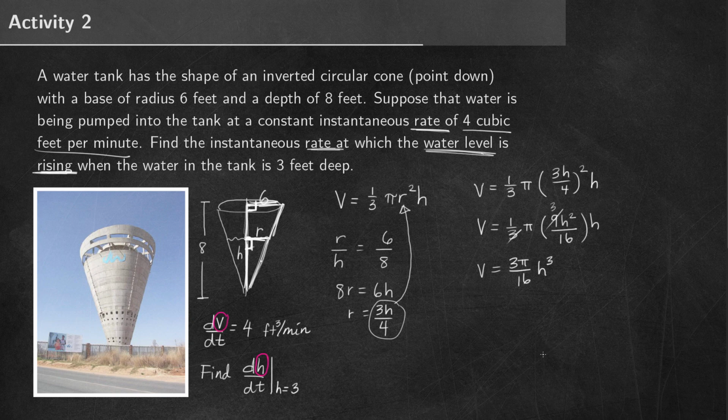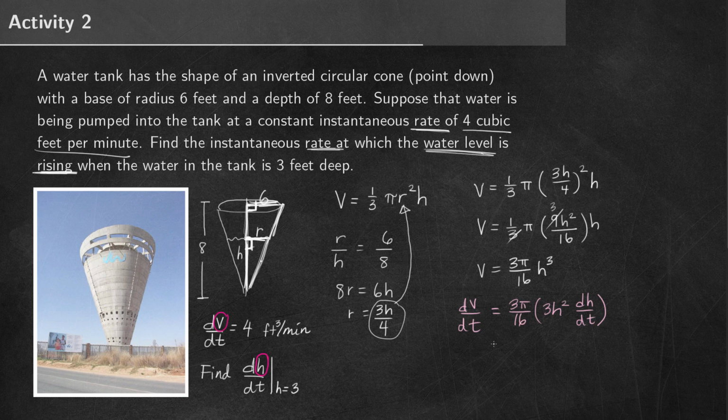Step 4, we're going to take the derivative of both sides with respect to time t. The derivative of V with respect to time t is dV/dt, which equals 3 pi over 16 times h cubed. The 3 pi over 16 is constant, so I've got 3 pi over 16 times the derivative of h cubed. The derivative of h cubed is 3h squared with respect to h, times dh/dt. That's our implicit differentiation there. Looking good. And now we're ready to move on to our last step.